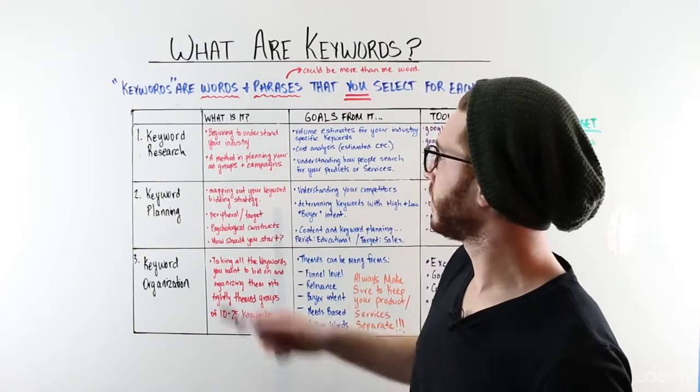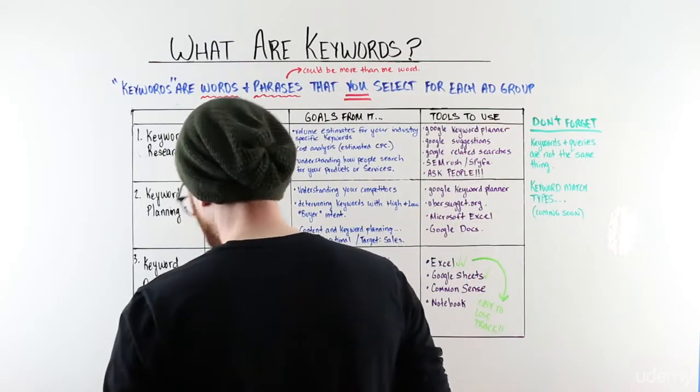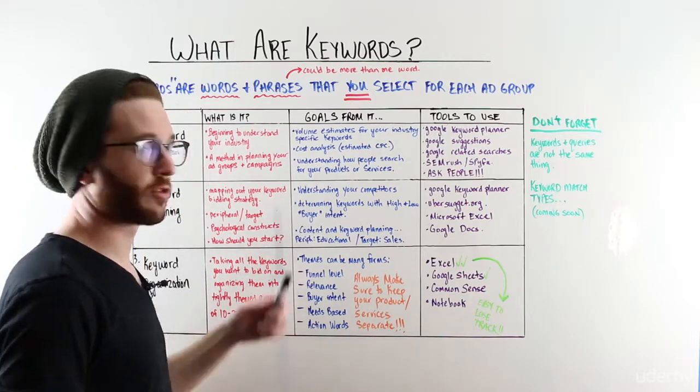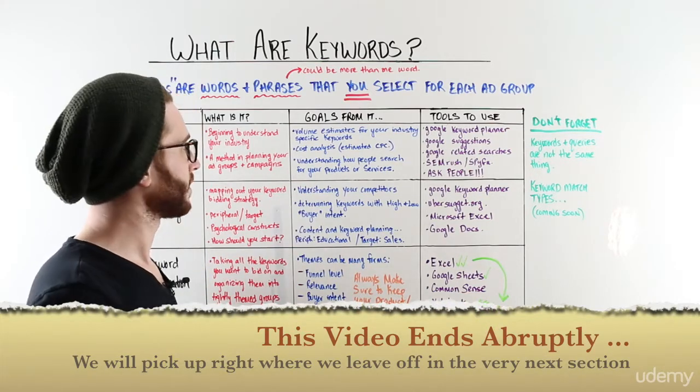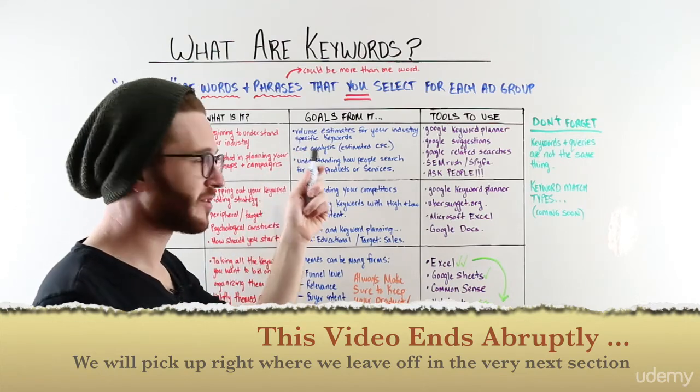So keyword research is beginning to understand the industry. It's a method of planning ad groups and campaigns. What are the goals? What do we want to accomplish through the keyword research stage? Well, we want to get volume estimates for our industry-specific keywords.